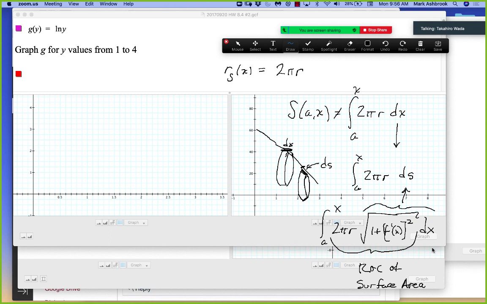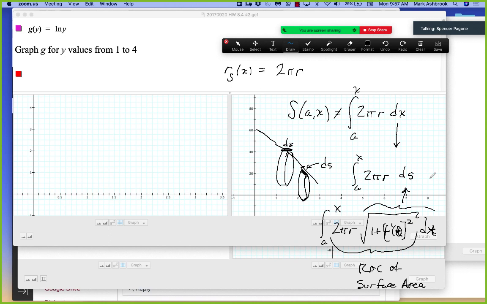Wait, how come we're not using t for this one? Oh, we should have. Yeah, this should be t. Thank you. These should be t's. And the square root is just what the arc length is? That's the rate of change of the arc length? Yep. The rate of change of arc length was the square root function.